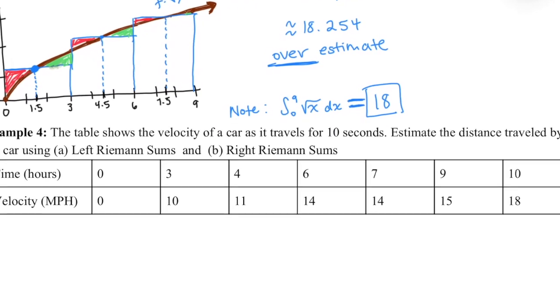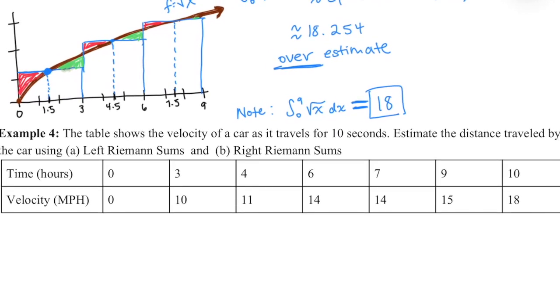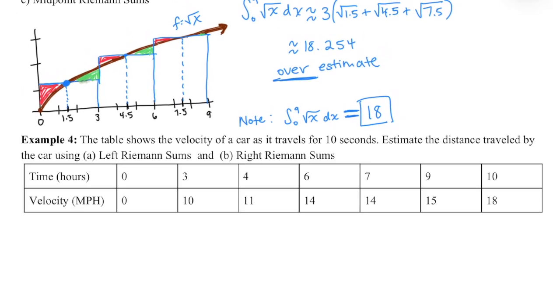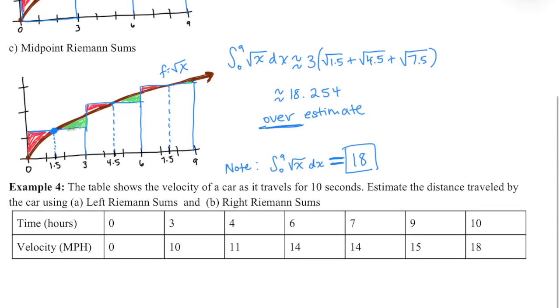So right here, we have a table that's showing the velocity of a car as it travels for 10 seconds.